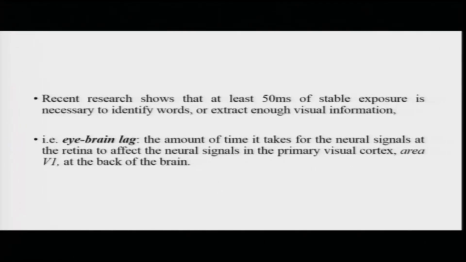That is why saccadic suppression happens, and research shows that in order to really get some information from the script, you need at least 50 milliseconds of exposure. During the saccade moving from point A to point B, there is not that kind of time available, and that is why you will not be able to process any information in between.